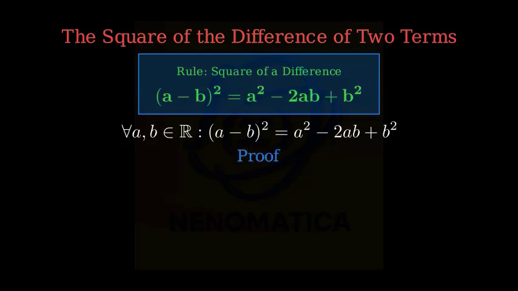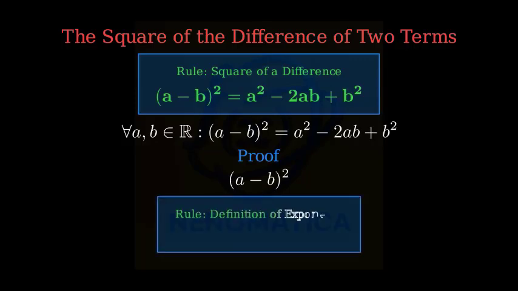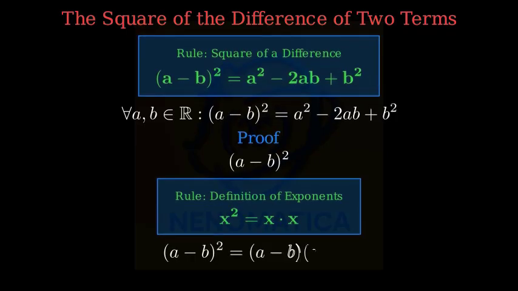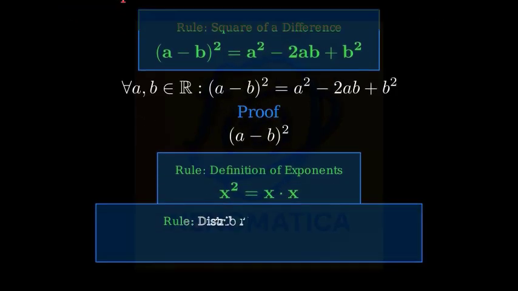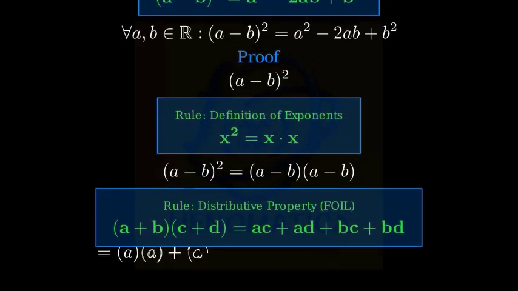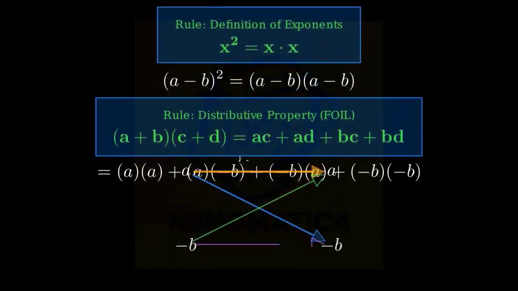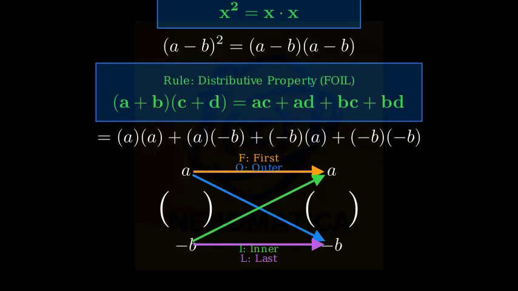We'll use algebraic manipulation to expand the expression. We start with the left side of our identity, the square of a minus b. The first step is to rewrite this as the product of a minus b with itself. Next, we'll use the distributive property to multiply each term in the first parenthesis by each term in the second parenthesis. This is also known as the FOIL method. First, outer, inner, last.